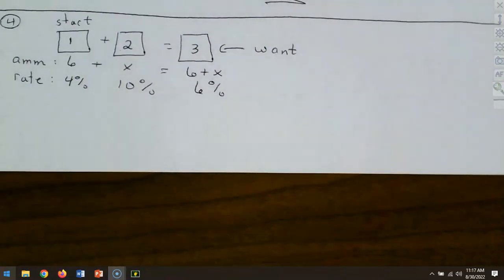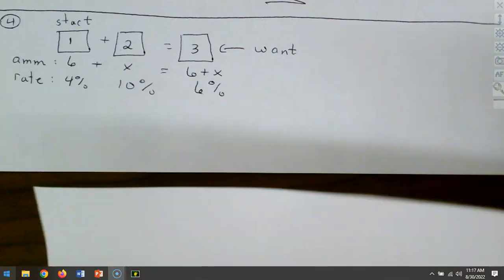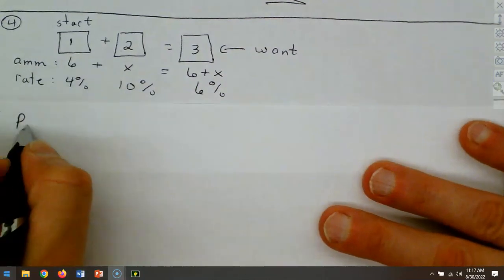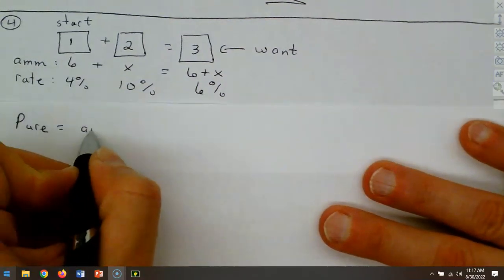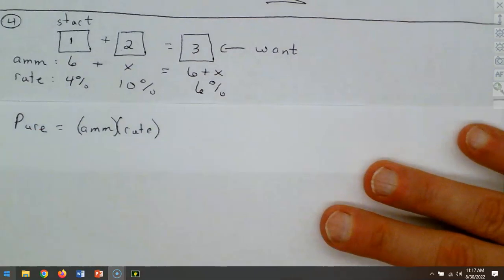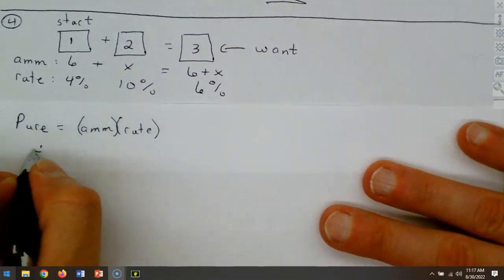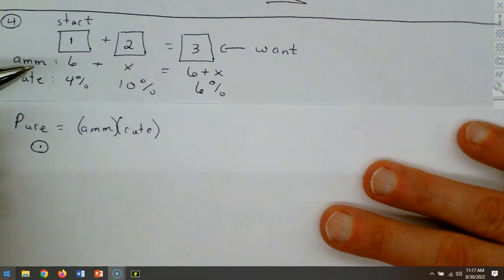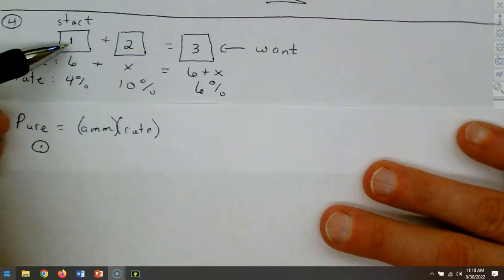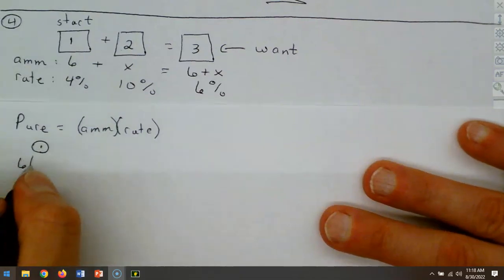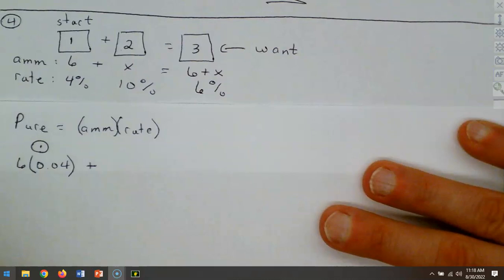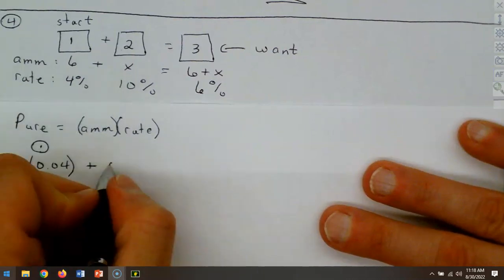Now let's build our equation. And so to build the equation, we work with our pure. And pure is the amount times the percentage rate. And we multiply. So rewrite these with a percentage in terms of a decimal. So when we look at our first one right here, 6 is the amount. 4%, so that's 0.04. Second one, 10%, that's 0.1.